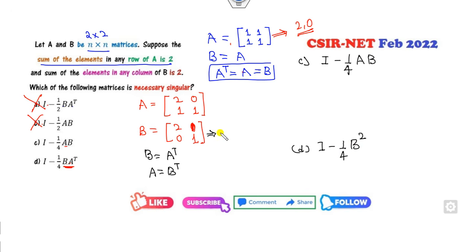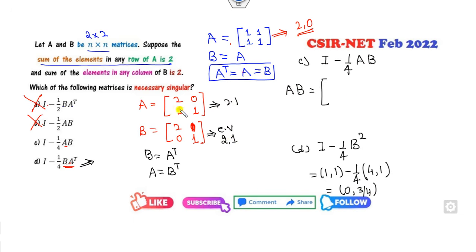Can you find the eigenvalue of B? Eigenvalue of B is 2, 0, so this is 1, 1 eigenvalue of I. Eigenvalue of B square is 4, 0, so clearly one eigenvalue will be 0, so that is maybe singular. But look at AB. Can you find the eigenvalue? We all know how to find the eigenvalues of A and the eigenvalues of B, but for the product you can never find them that way. So if you multiply them, A into B, it will be this into this.